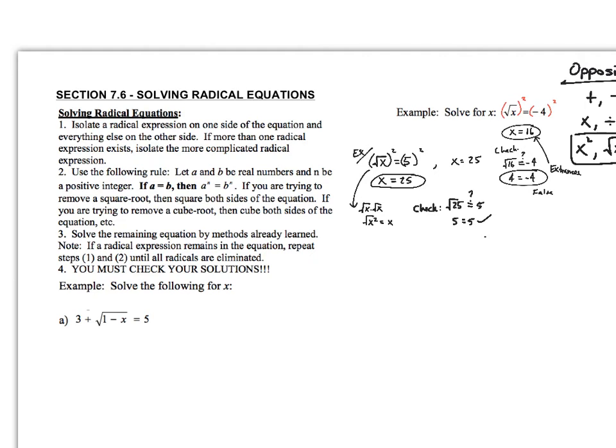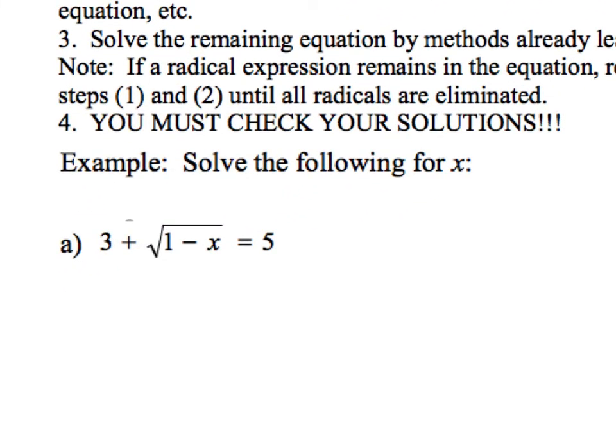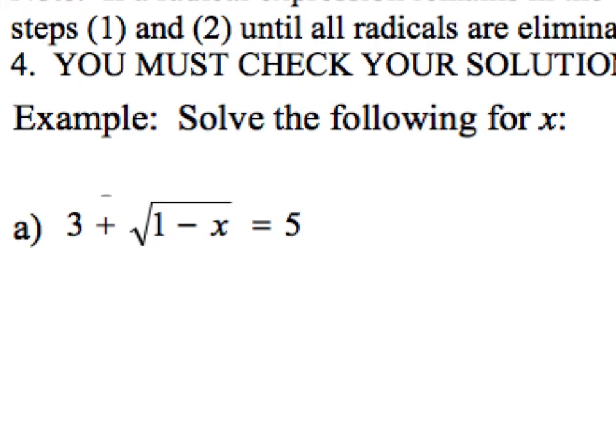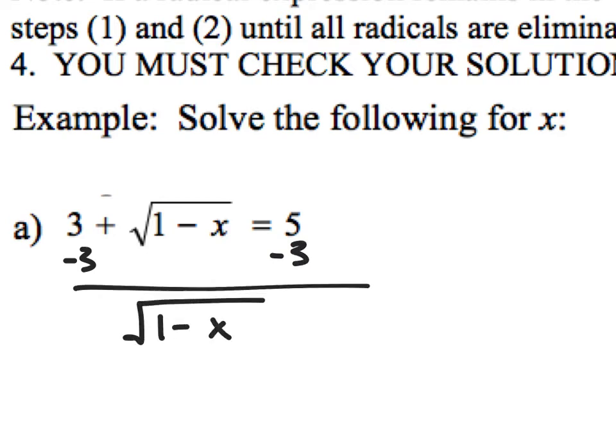But that's the idea. So let's jump into part A and solve this. What I want to do first is isolate my radical. I can't square it until this part is isolated. So my first step on this one is to subtract 3 from both sides. And so I'm going to get the square root of 1 minus x is equal to positive 2.